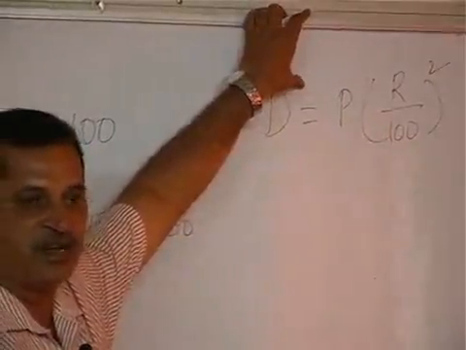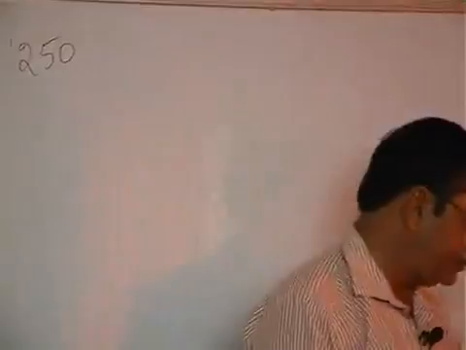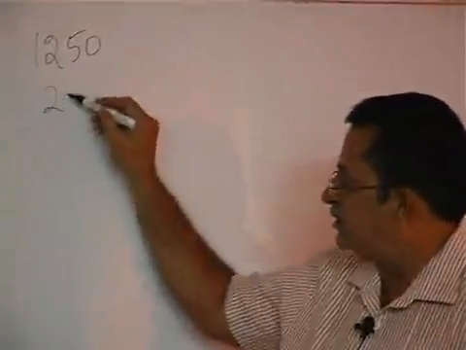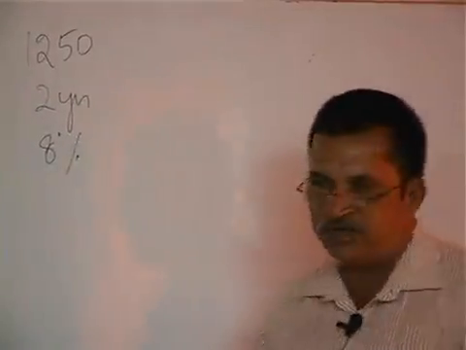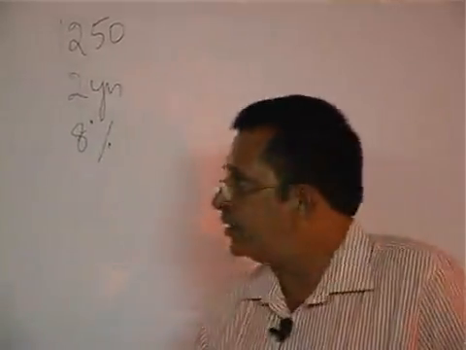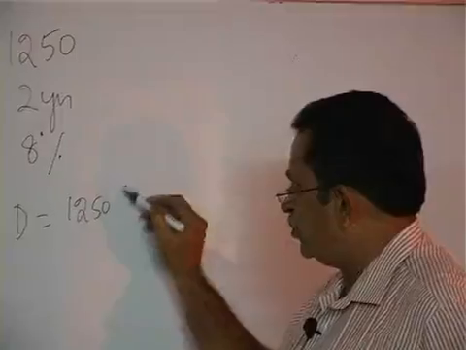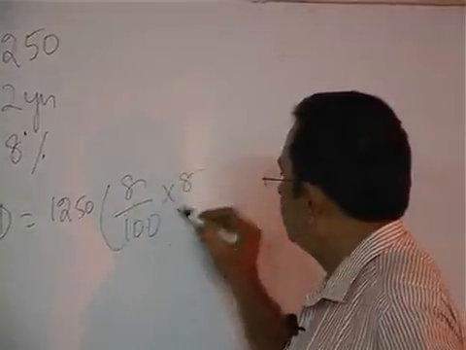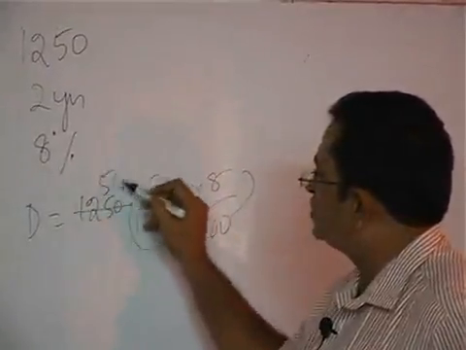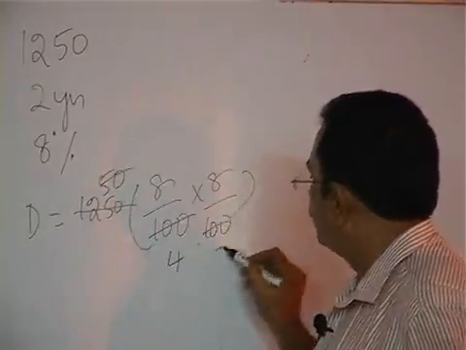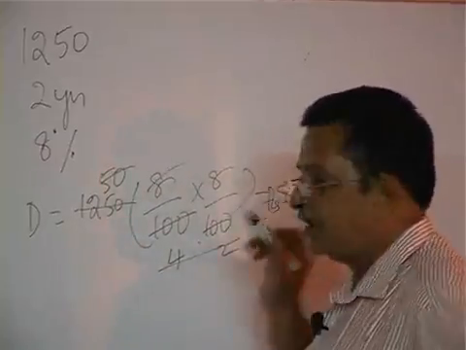The difference between simple interest and compound interest for 2 years. Difference between the simple interest and compound interest, rupees 1250 for 2 years at the rate of 8% is, P into R by 100 whole square. 25 50s, 25 4s, 52s, 8 gets cancelled. What is the difference? 8 rupees.